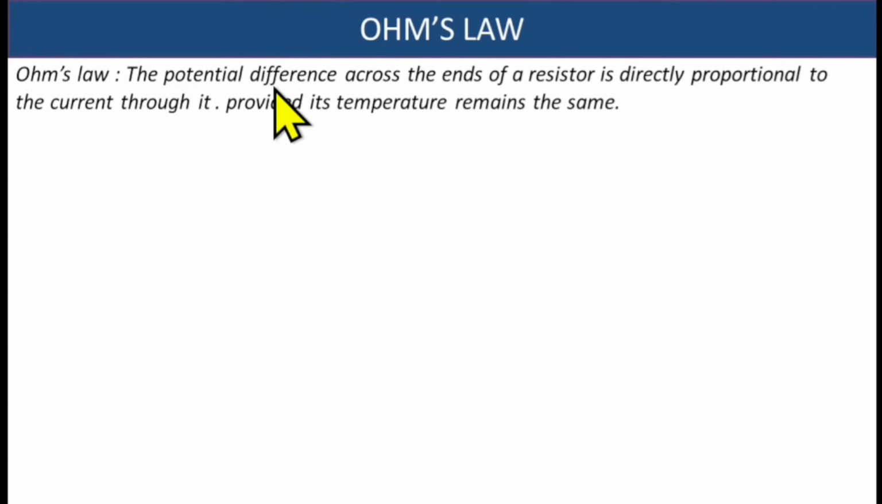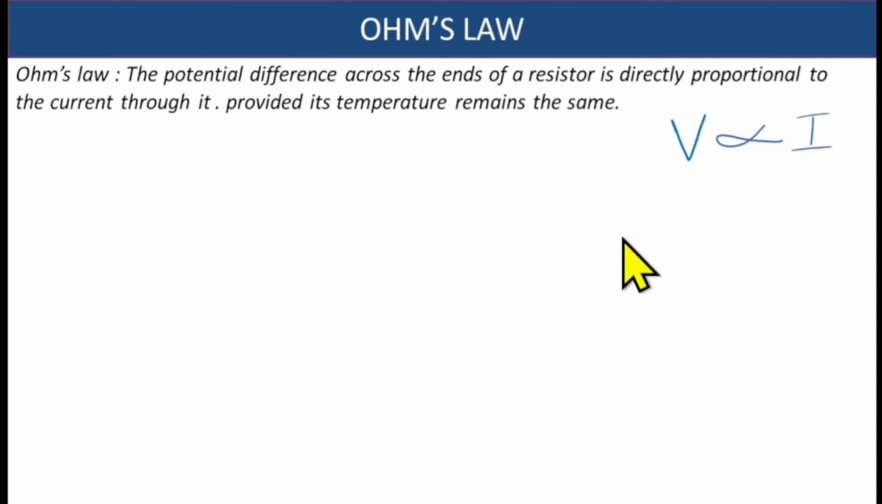So what is the meaning of Ohm's law? The potential difference across the ends of a resistor is directly proportional to the current through it, provided its temperature remains the same. Temperature has to be constant. If there is any change in temperature, then we get different values. So this is the formula: V proportional to I. It means that if voltage increases, current also increases. If voltage decreases, then current also decreases.